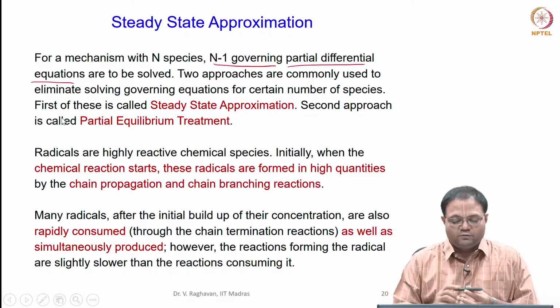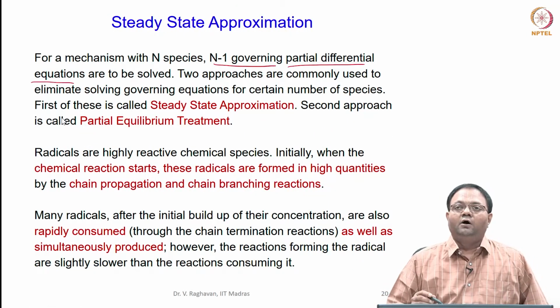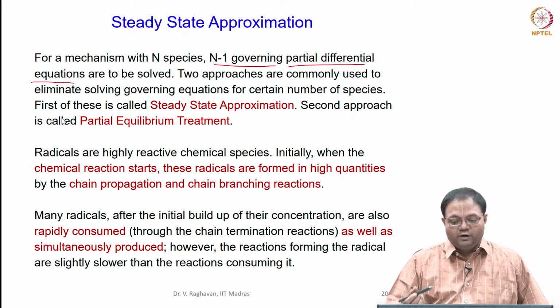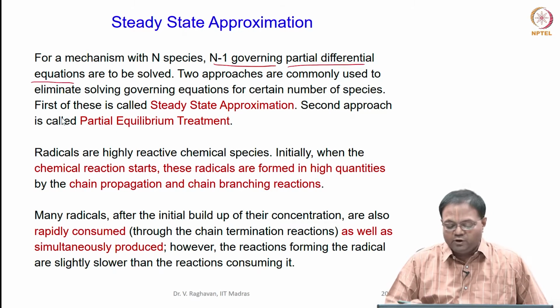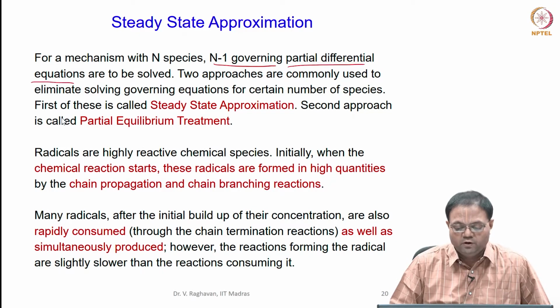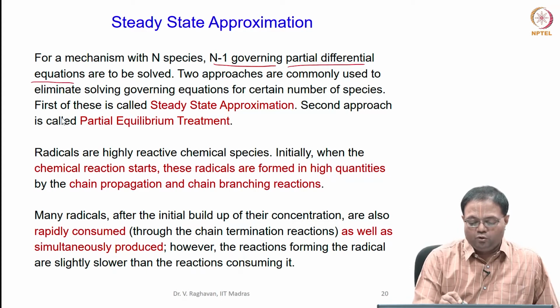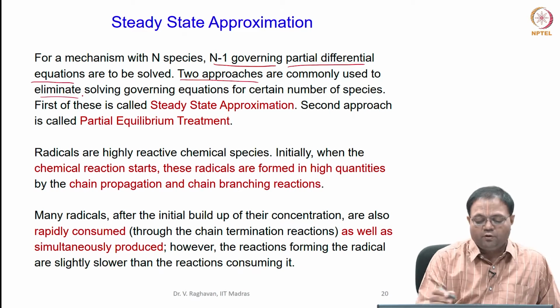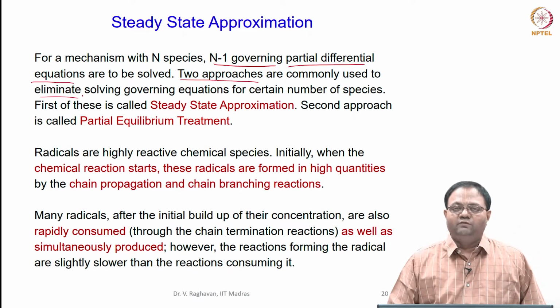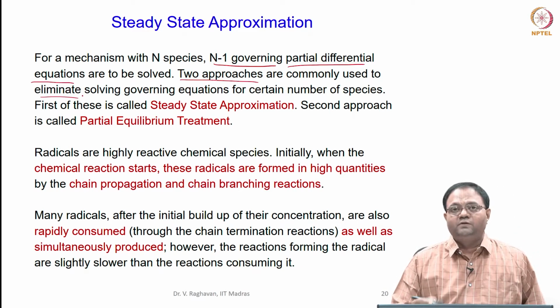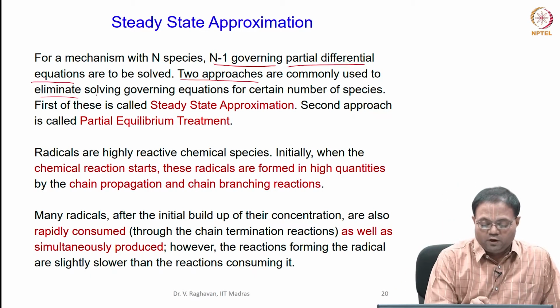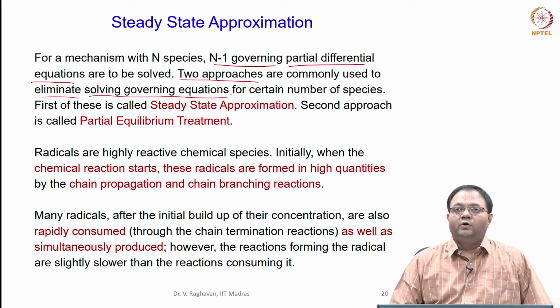Solving these n minus 1 governing equations is actually very tedious, and more computational effort is required. So, it is better to always reduce the number of species, especially when the problem you are trying to solve is bigger in scale. Two approaches are used to eliminate species. When we say eliminate, we do not eliminate the species itself, we eliminate solving the governing equations. So, how to do that?